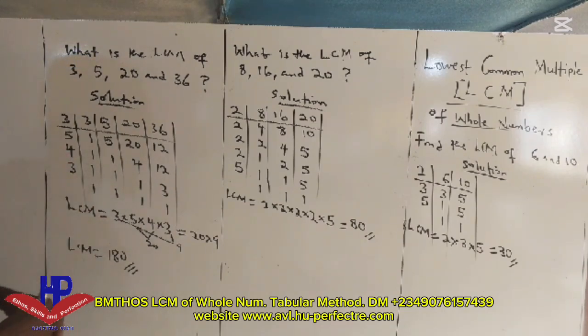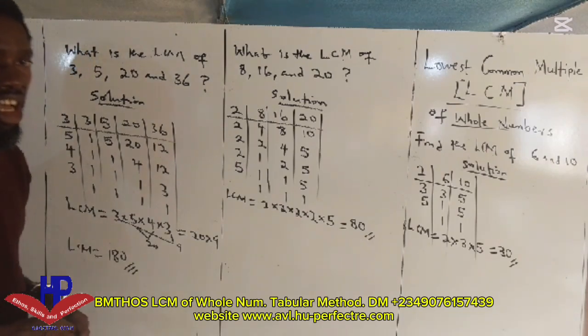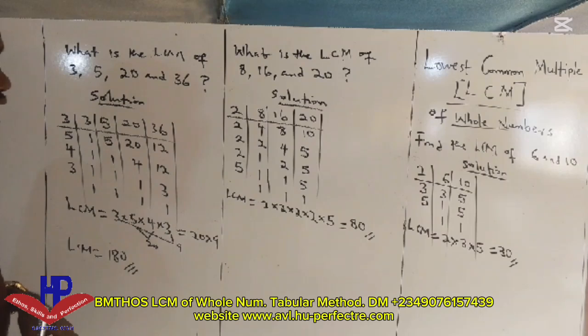So this is how you solve lowest common multiple using the tabular method. In our next class, I'll be showing you how to go about it with the exponential method. But carefully play this one again to have a better understanding.